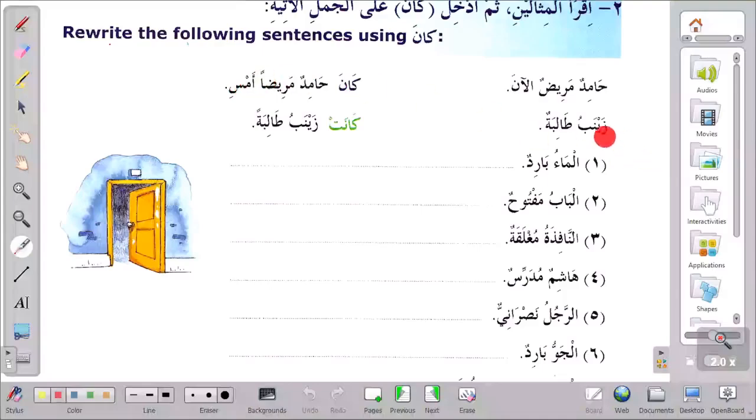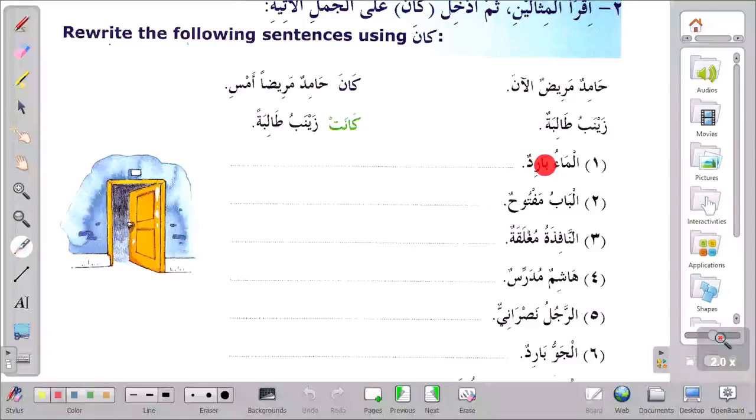Oh, that's clear. Zainabu talibatun. Zainab is a female student. If I want to say Zainab was a student, I'll add kanat, because Zainab is feminine. And if I add kanat, the informator, the khabar, will now be mansub. So kanat Zainabu talibatan. You see talibatan.